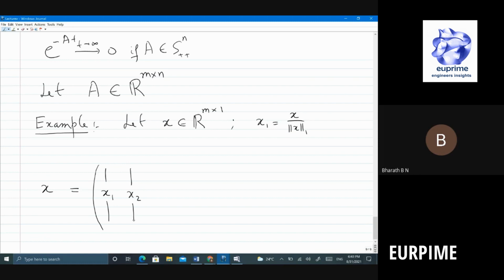How do you find this, by the way? Any idea? How do you find such orthogonal vectors? Suppose I give you a vector in Rn. Let's say R3, I give you a vector. I want you to find two other orthogonal vectors.